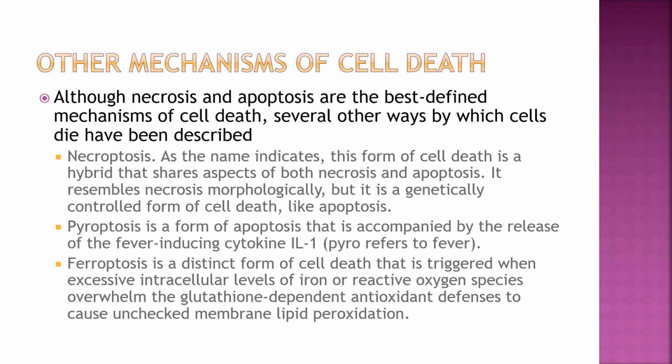There are other mechanisms of cell death apart from necrosis and apoptosis. Necroptosis is a hybrid between necrosis and apoptosis, whereby it resembles necrosis morphologically, but it is genetically controlled form of cell death, just like apoptosis. Pyroptosis is a form of apoptosis that is accompanied by fever-inducing cytokine interleukin-1. And ferroptosis is a distinct form of cell death that is triggered when excessive intracellular levels of iron or reactive oxygen species overwhelm the glutathione-dependent antioxidant defense that cause unchecked membrane lipid peroxidation.